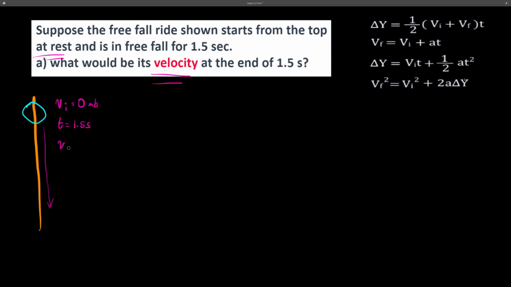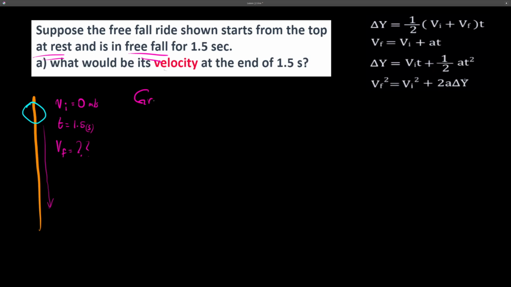So v final. It's asking for the velocity at the end of the 1.5 seconds. So let me just make this more clear. So seconds. So v final. Asking for v final. So what do we know when an object is in free fall?